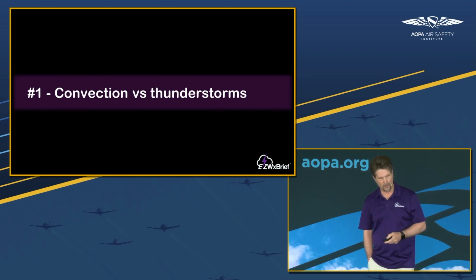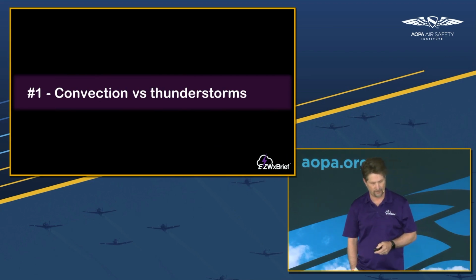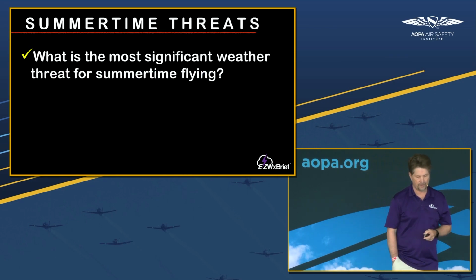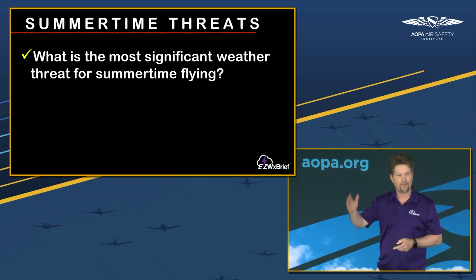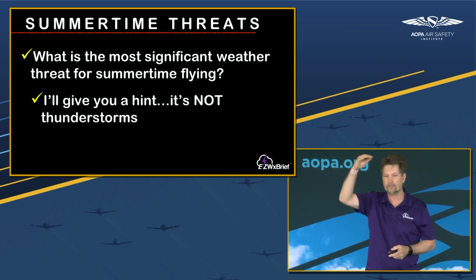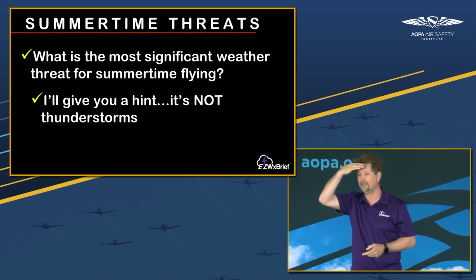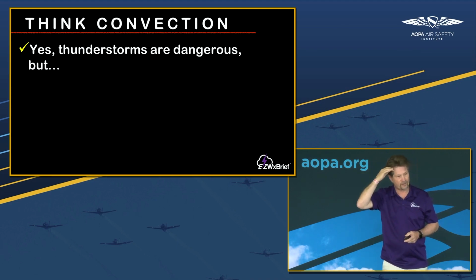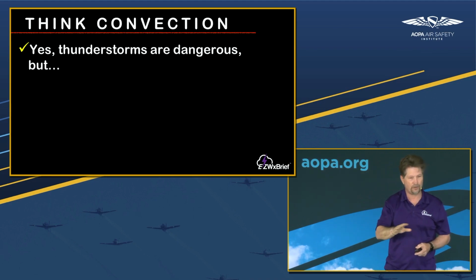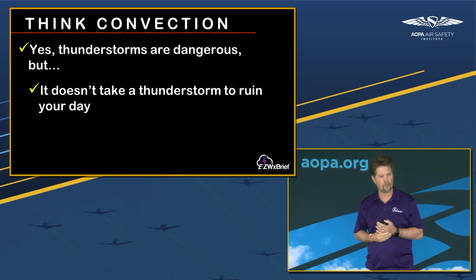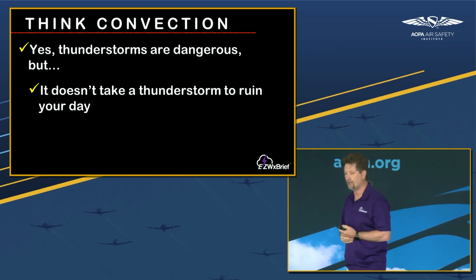All right, so number 1 topic, first of all, is convection versus thunderstorms. So what is the most significant weather threat for summertime flying? And I'll give you a hint, it's not thunderstorms. Well, basically, yes, thunderstorms we know are dangerous. I don't want you to fly under one or fly through one. But in general, it doesn't take a full-blown thunderstorm to ruin your day or your flight.